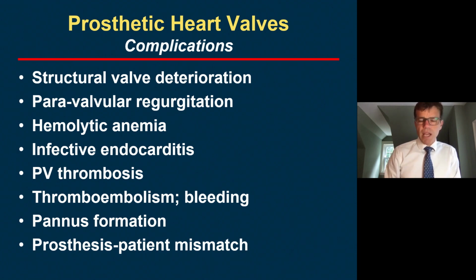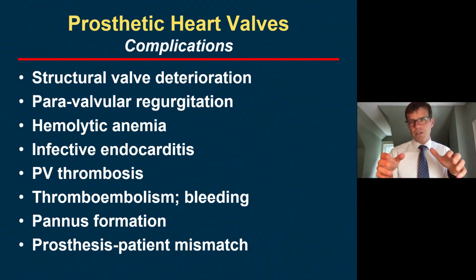There are a number of complications you should just keep in the back of your mind if your patient has had an aortic valve replacement, or most typically, but also a mitral valve replacement. They can have structural valve deterioration. There can be leaks around the valve. There can be hemolytic anemia. That tends to be a little bit more common with the mechanical valves. They're at risk for infective endocarditis and thrombosis, particularly if it's a mechanical valve and they stop taking their anticoagulation for some reason or another.